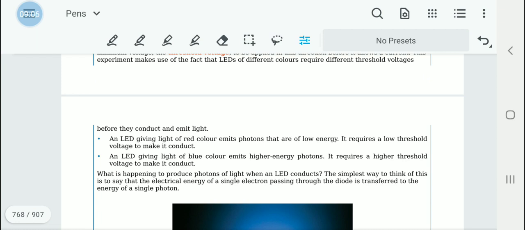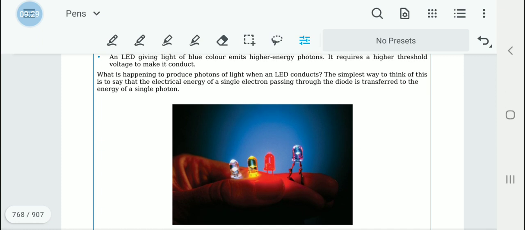If it gives out red color, that is very low in energy, so there is a very low threshold voltage to make it conduct. If it is light blue color, that is higher energy photons, it would need a higher threshold to make it conduct.